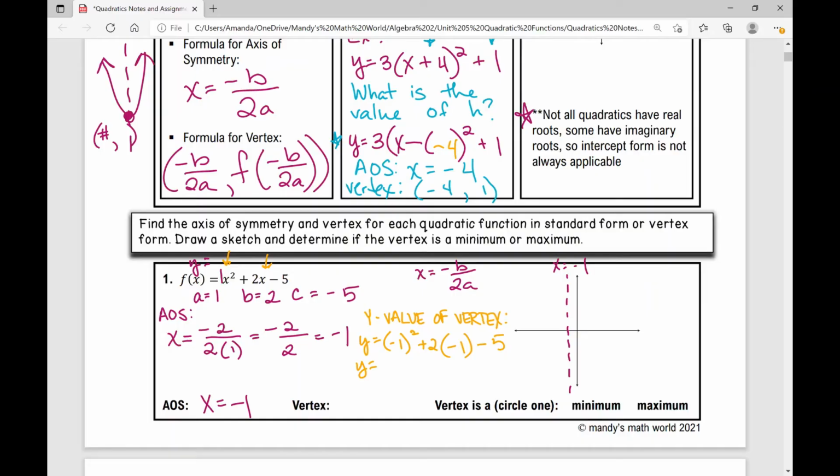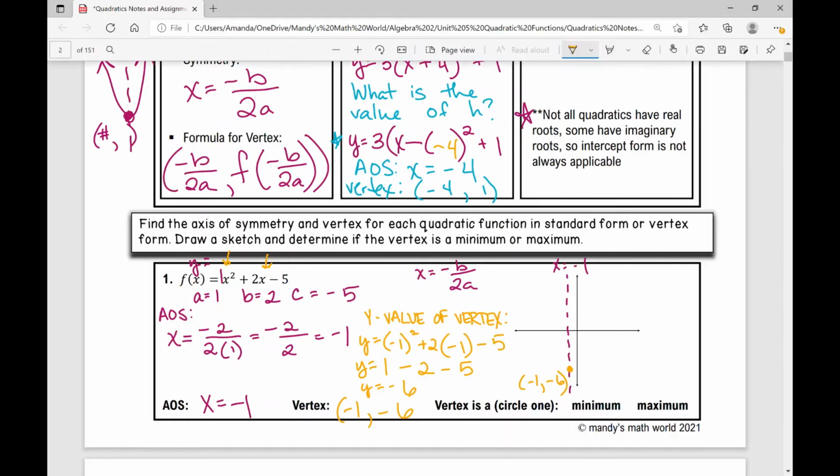Negative 1 squared is positive 1. 2 times negative 1 is negative 2, minus 5. 1 minus 2 is negative 1. Negative 1 minus 5 is negative 6. So my vertex is negative 1, negative 6. And I'm going to go down here, put that point right there, and label it negative 1, negative 6.